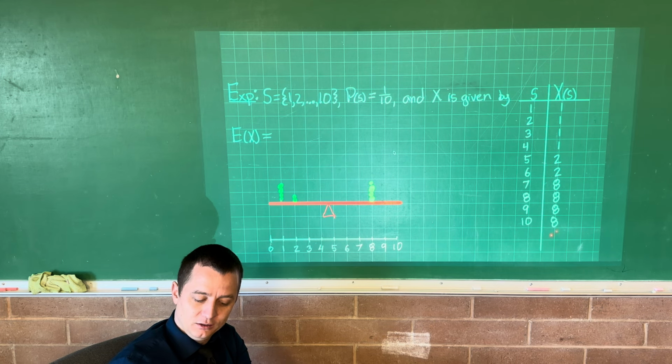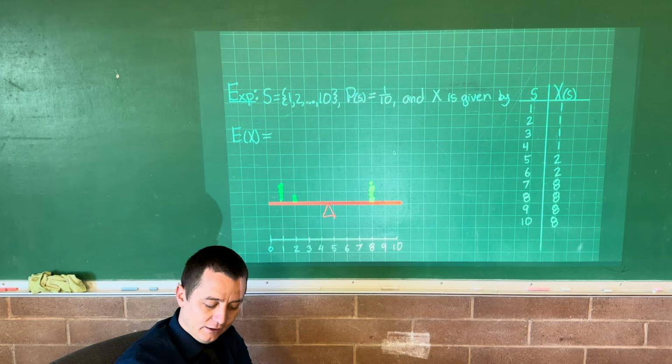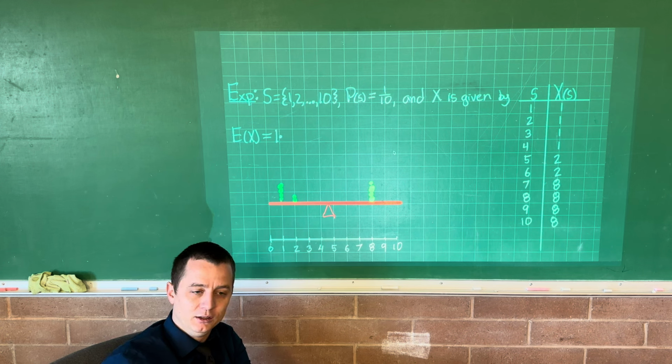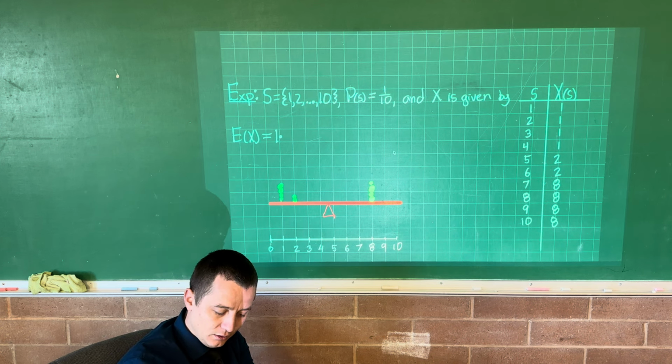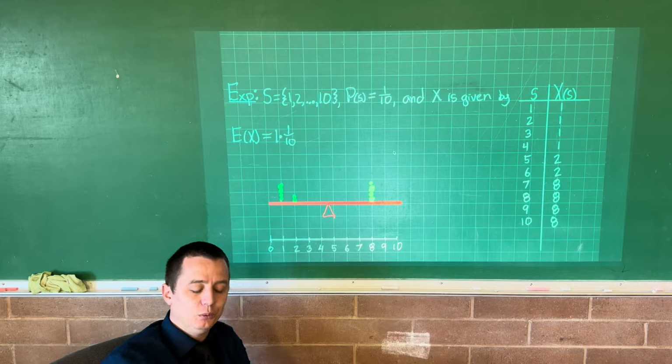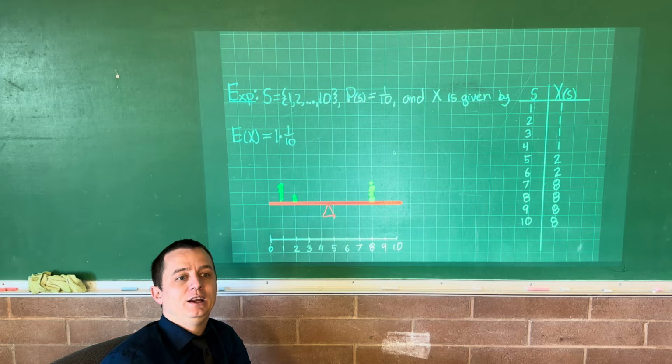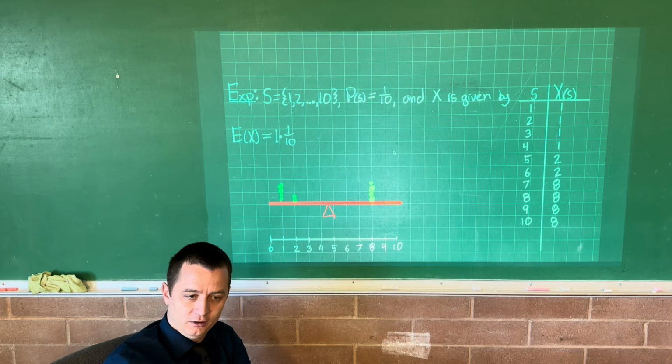Over here it tells me what x spits out for 1. If I plug in 1 to x, it spits out 1. So x of 1 is 1 times the probability. What's the probability of 1? 1/10. And for our analogy, probability here is acting the same way that weight would in physics. So we're assuming that they all have the same weight, or they're weighted equally.